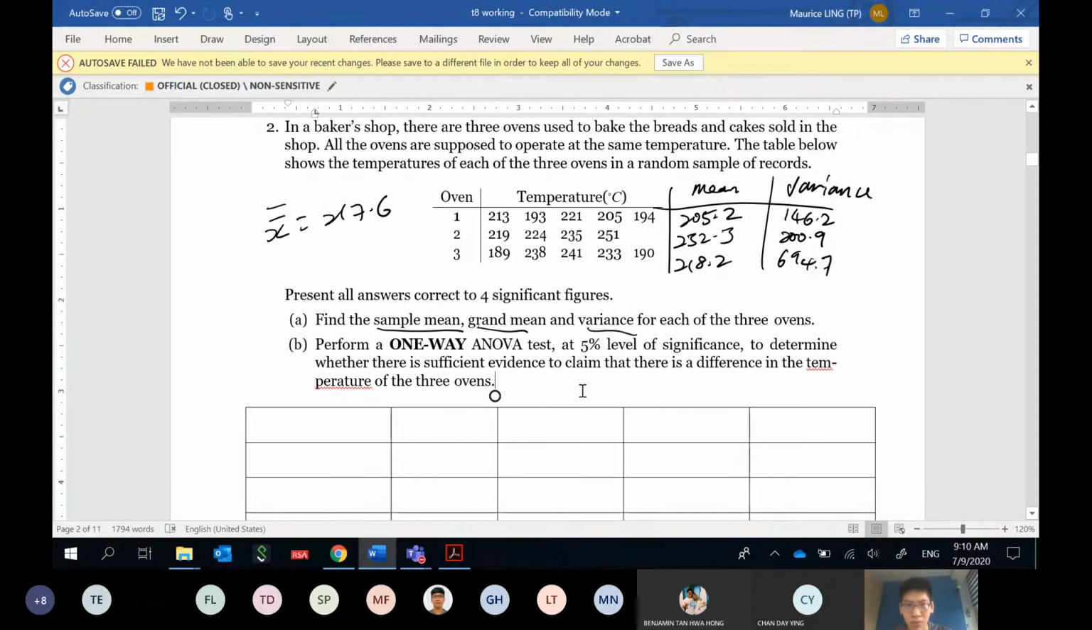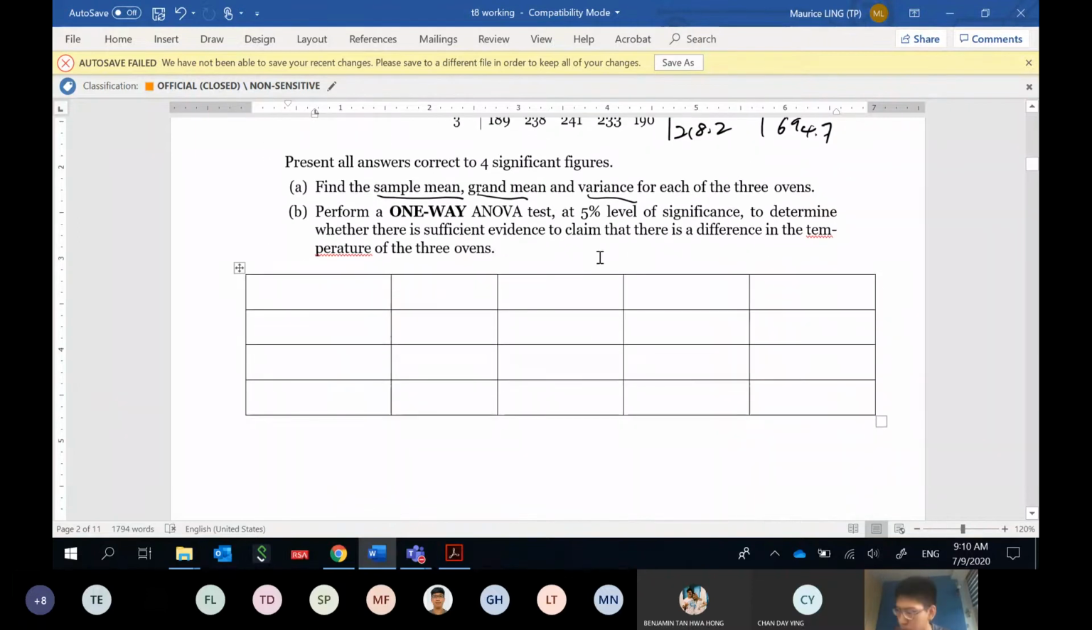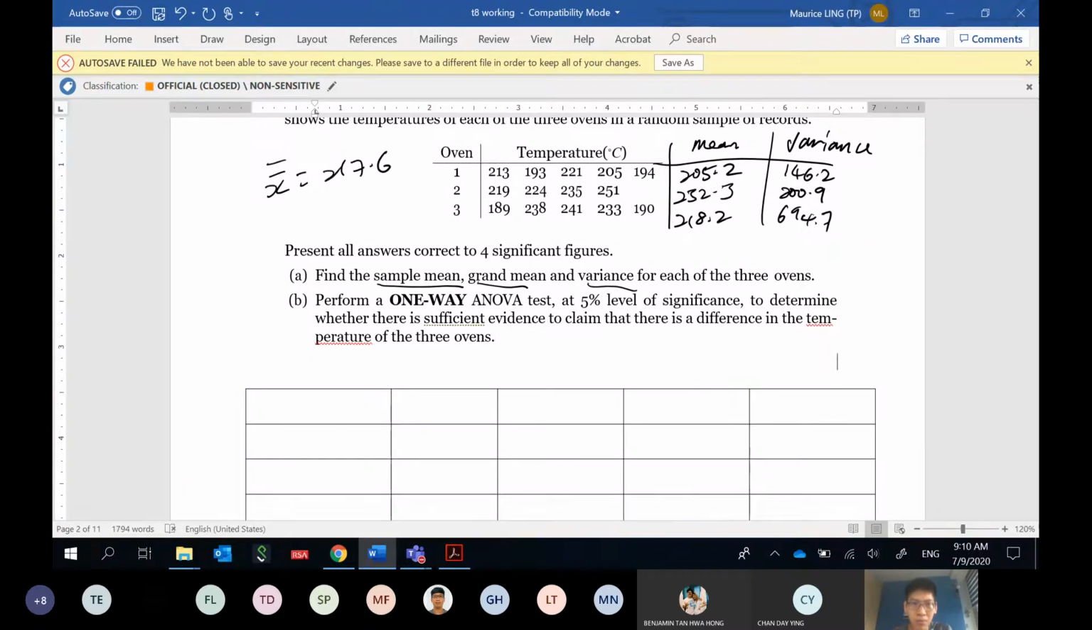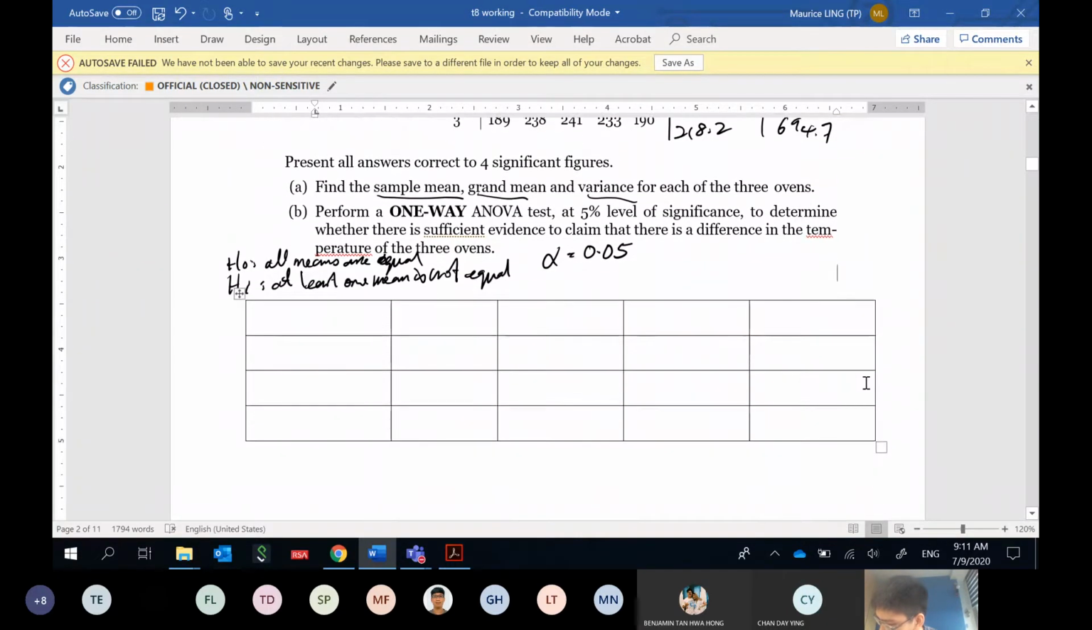ANOVA, one-way ANOVA, because with ANOVA you can go up to multiple ways. Okay, so let's do this part and we'll see what happens. The null hypothesis and alternate hypothesis are already stated. The null hypothesis is all means are equal. The alternate hypothesis is at least one mean is not equal. The alpha is 0.05.